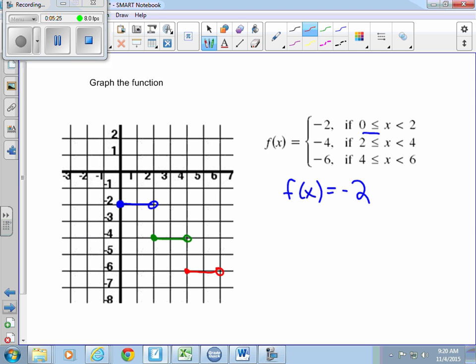Different pieces of one function. Any questions about this one? Now we started with a really easy one to graph. We started with horizontal lines. We'll get a little bit more complex as we go. So it's f of x equals negative 2, or y equals negative 2. And so that's a horizontal line. We will get some that aren't horizontal lines for other types of lines in a second, but we wanted it easy.